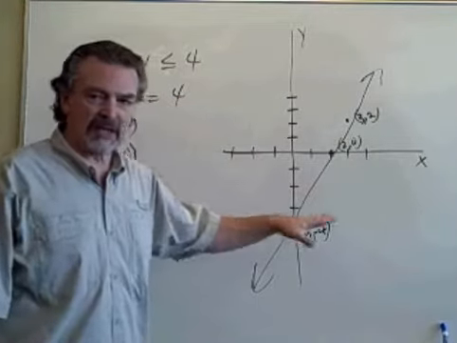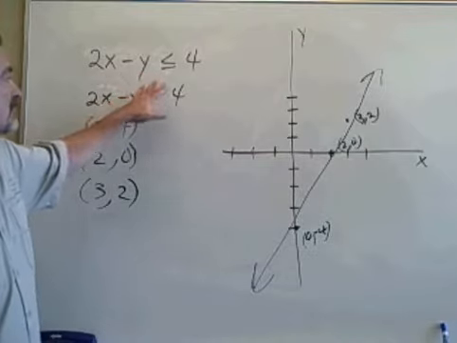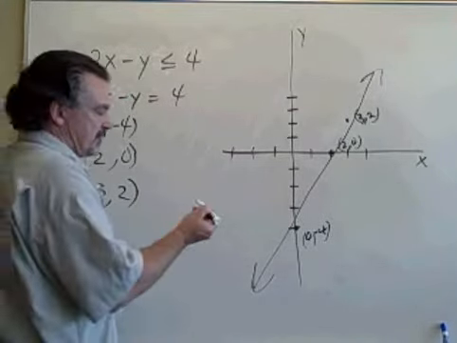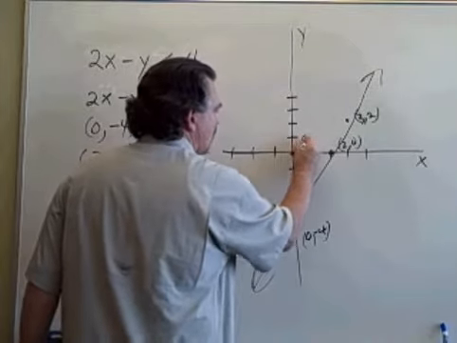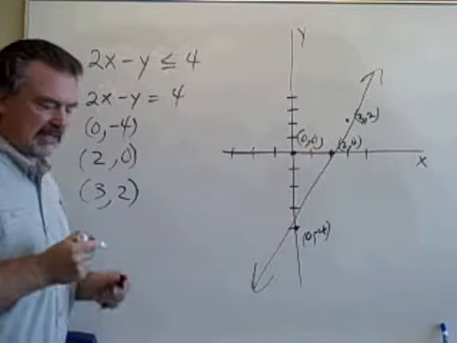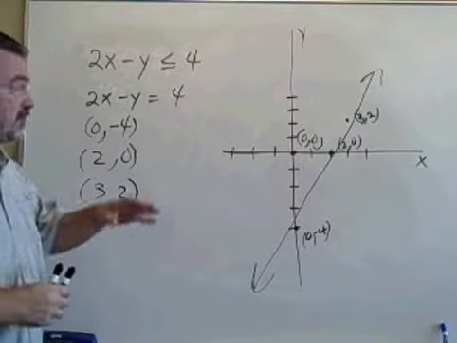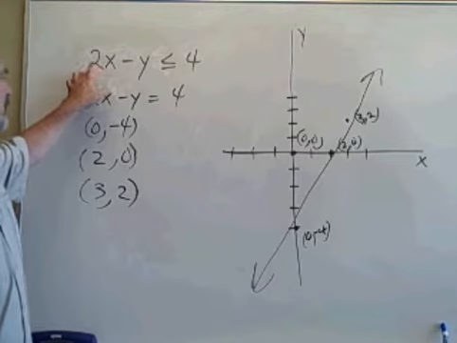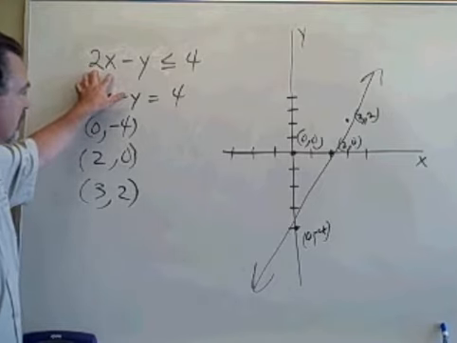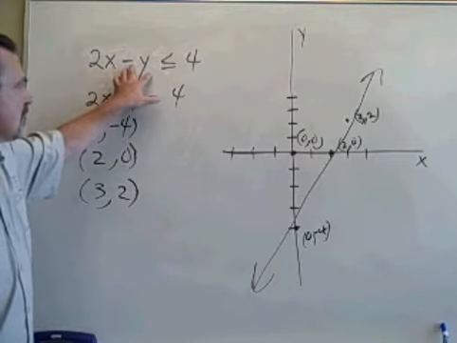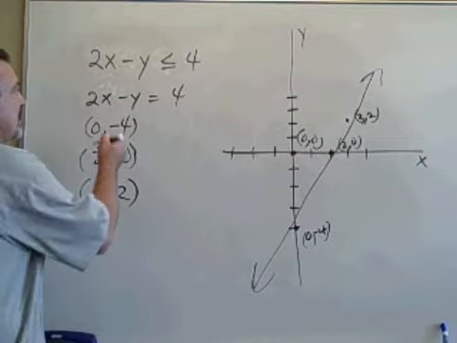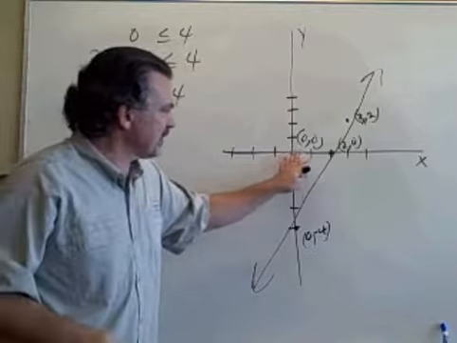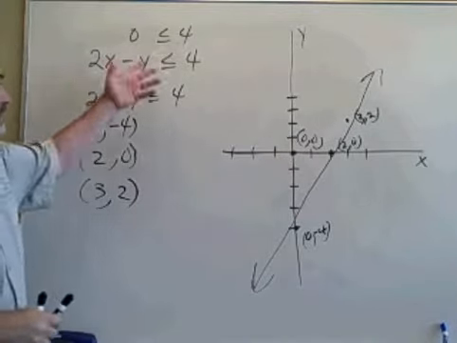Now, which side of the line contains the points that make 2x minus y less than 4? Again, the technique is to pick a point. And since the origin is not on my line, and it's an easy point to plug in, that's the point I'm going to take. So if I let x be 0, 2 times 0 is 0, 0 minus 0 is 0, and I create the statement 0 is less than or equal to 4 when I plug the point 0, 0 into the inequality.